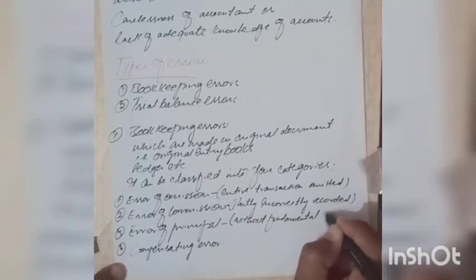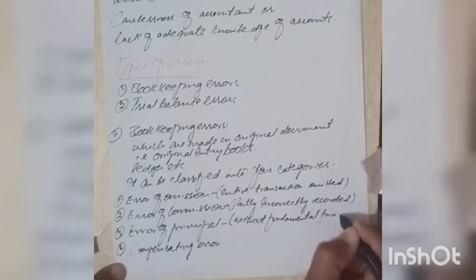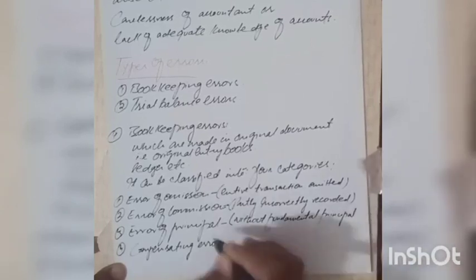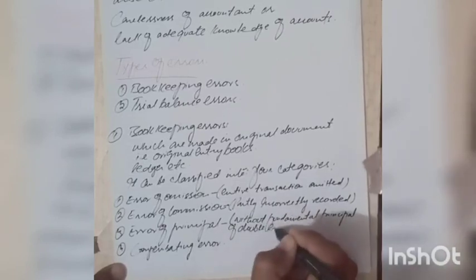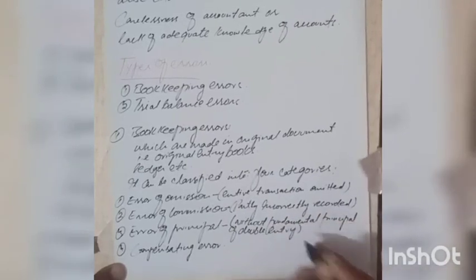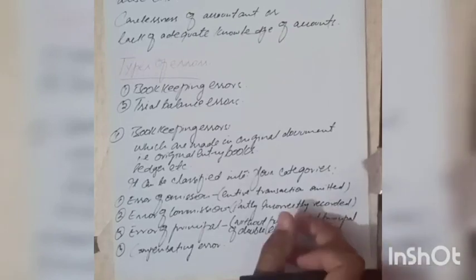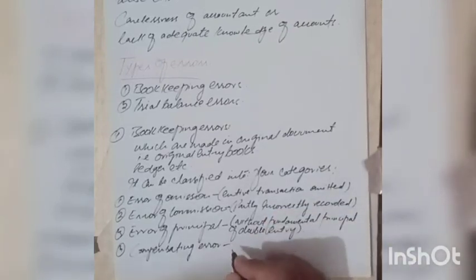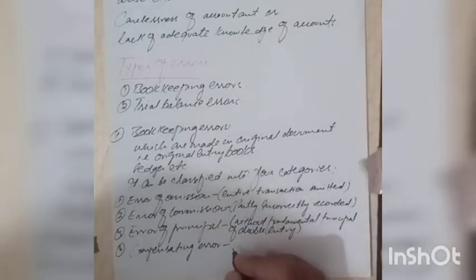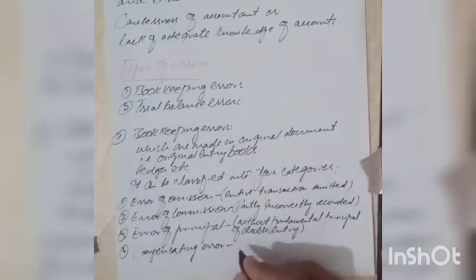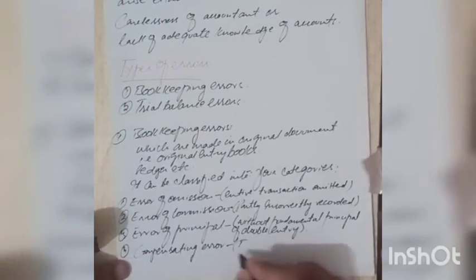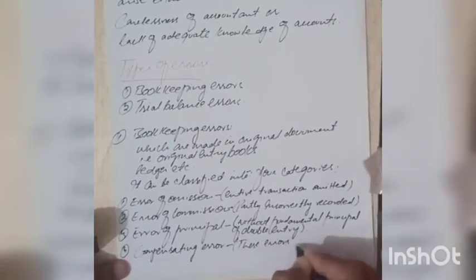So here we discussed three types of errors. Now I'm going to tell you about the compensating error. That is the error which cancels them out. Suppose an error of 5,000 on the debit side of an account may be compensated by an error of the same amount on the credit side of another account. It is called a compensating error.